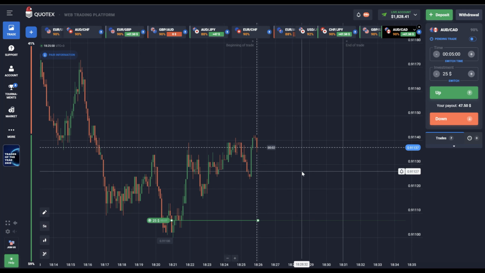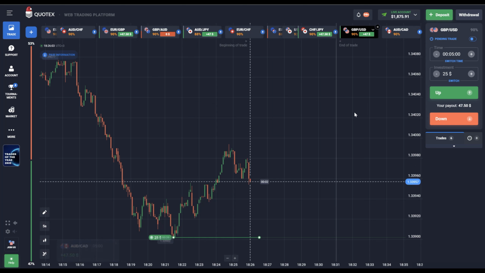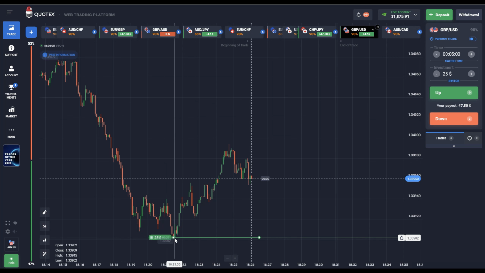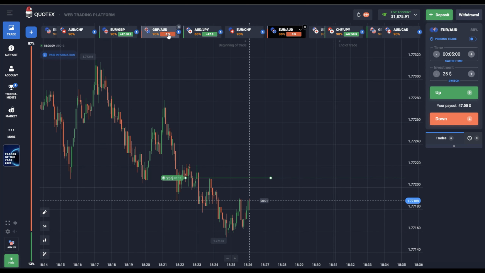2 seconds until the first trade closes. The Australian dollar trade eventually closed in profit. The next trade is the British pound to US dollar. Here we entered right at the very bottom. That's how it turned out. And in 25 seconds, most likely this trade will also close in profit.